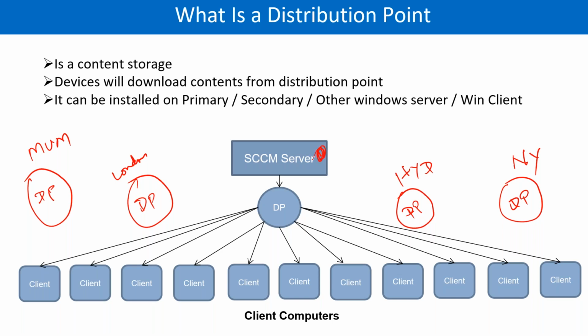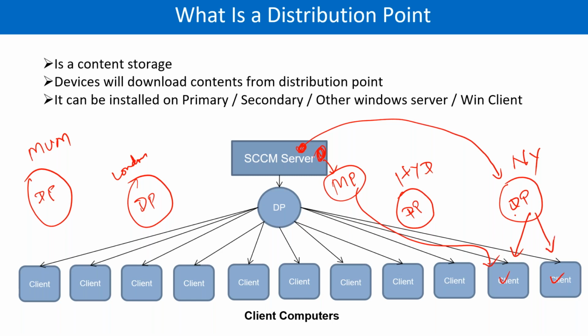You will create the policy, the Google Chrome policy, and the policy will go to the management point, and the content, the Google Chrome installer, you will send to the distribution point. So the clients, let's say these are the machines in New York, they will get the policy from here, right, and the content from here. Understood?